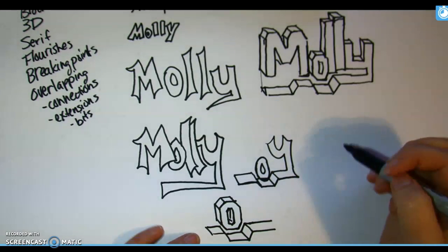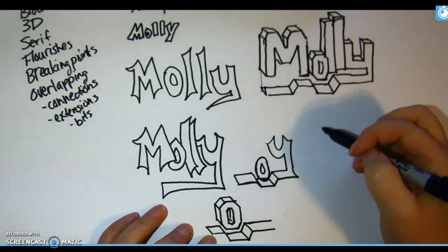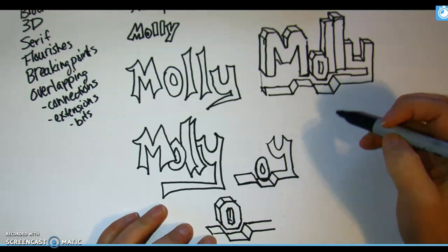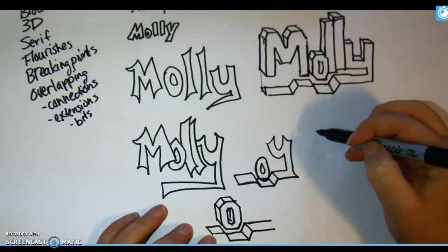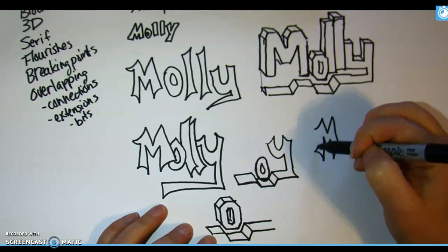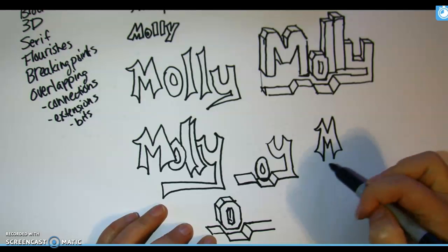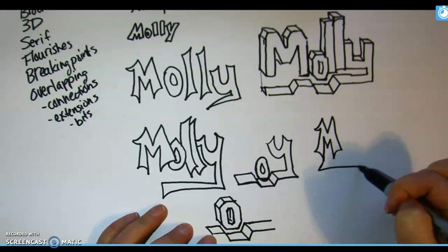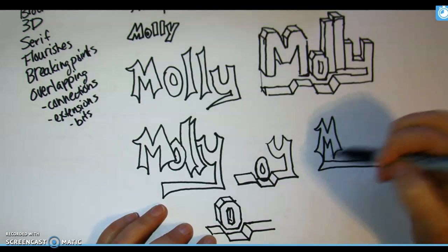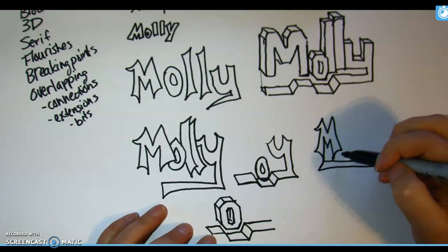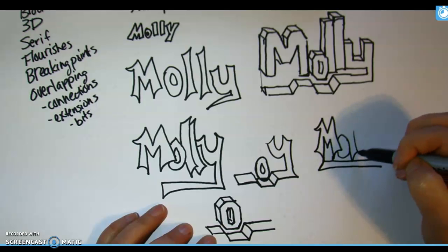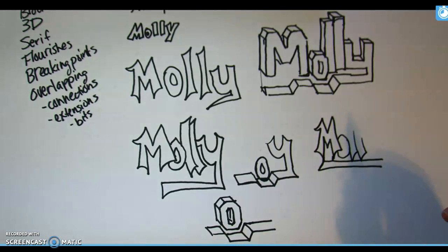Another thing that I can do is connections. I can make one thing connect to another thing. So if I wanted to, M here, if I go back to this style, could connect over to the Y. Could have those connecting and touching in each one, coming down and like standing on that Y. That kind of looks cool.